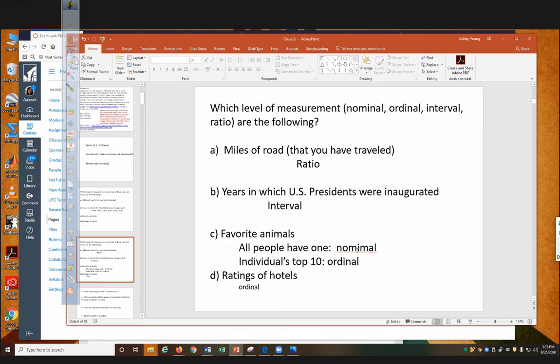If we're talking about everybody having their own favorite animal, that's nominal. There's no ranking. However, if we're talking about my top 10 favorite animals, then my favorite animal is an elephant, my second favorite is a penguin, my third favorite is a cat. Then they're ranked, and that would be in order. That's ordinal. Do you guys see what I'm saying? So it can be either one of those depending upon how you interpreted that.